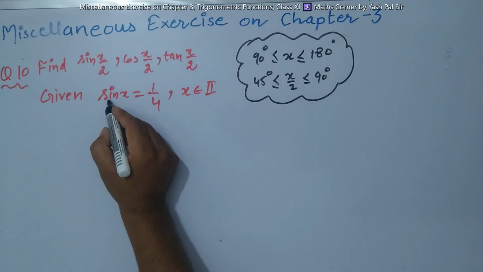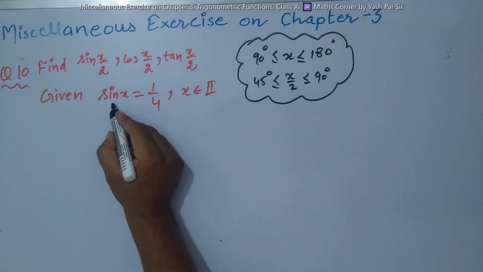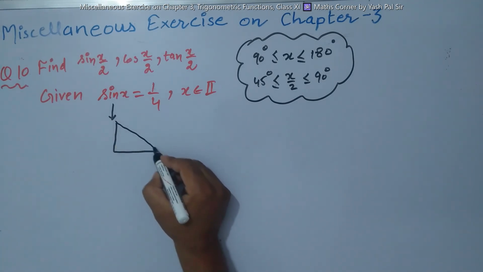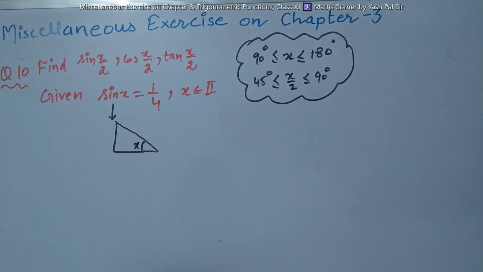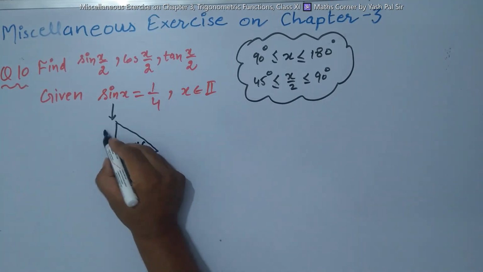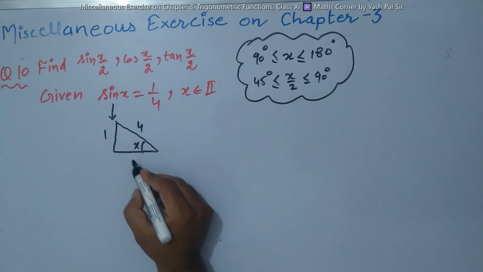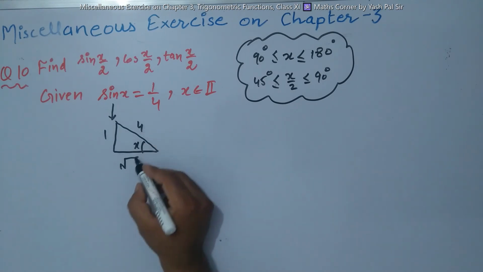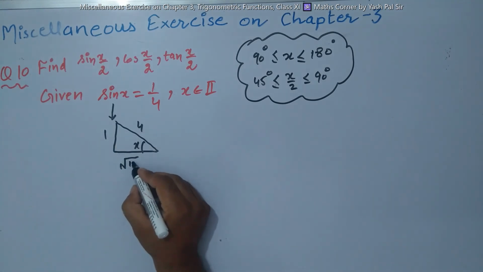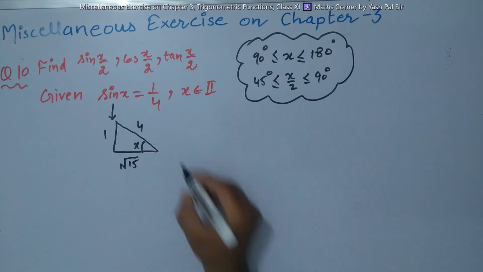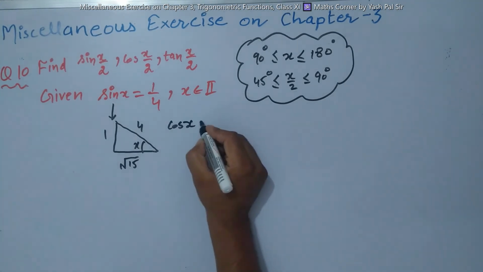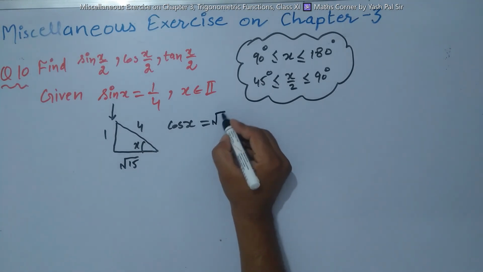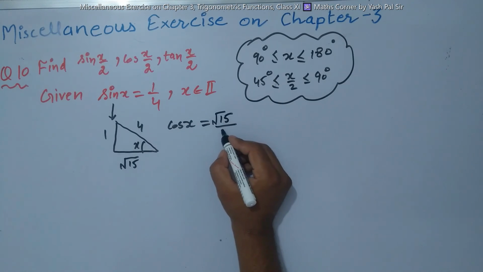So first of all, what can we say about this? If this is x angle, then p is 1, h is 4. What can we say about the base? Base is equal to square root of 16 minus 1, which is 15. So this way cos of x is equal to base upon hypotenuse, square root of 15 upon 4.